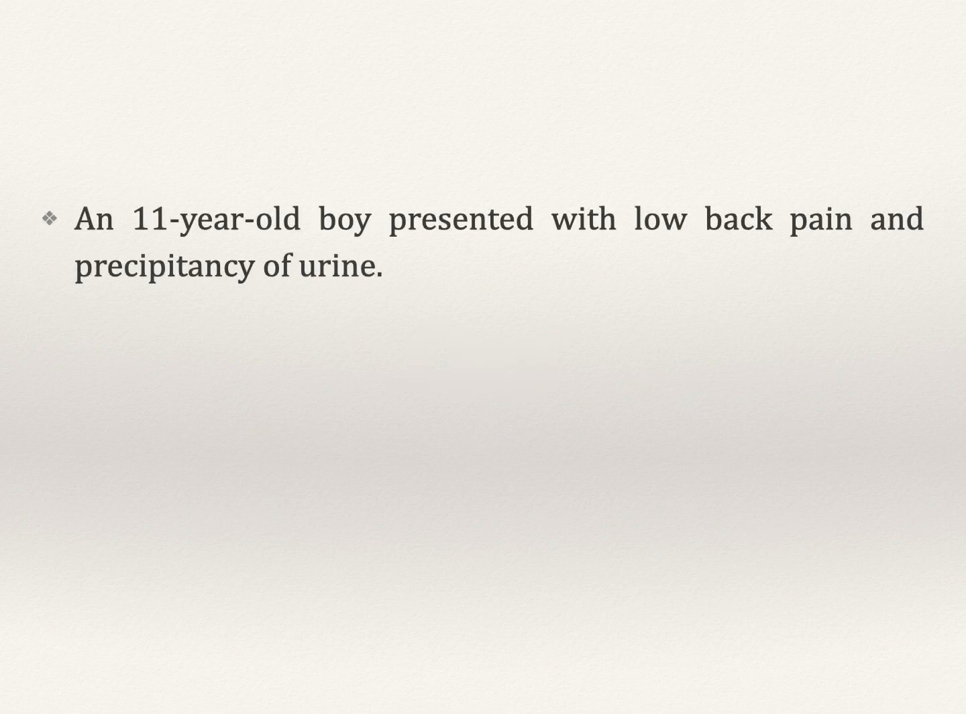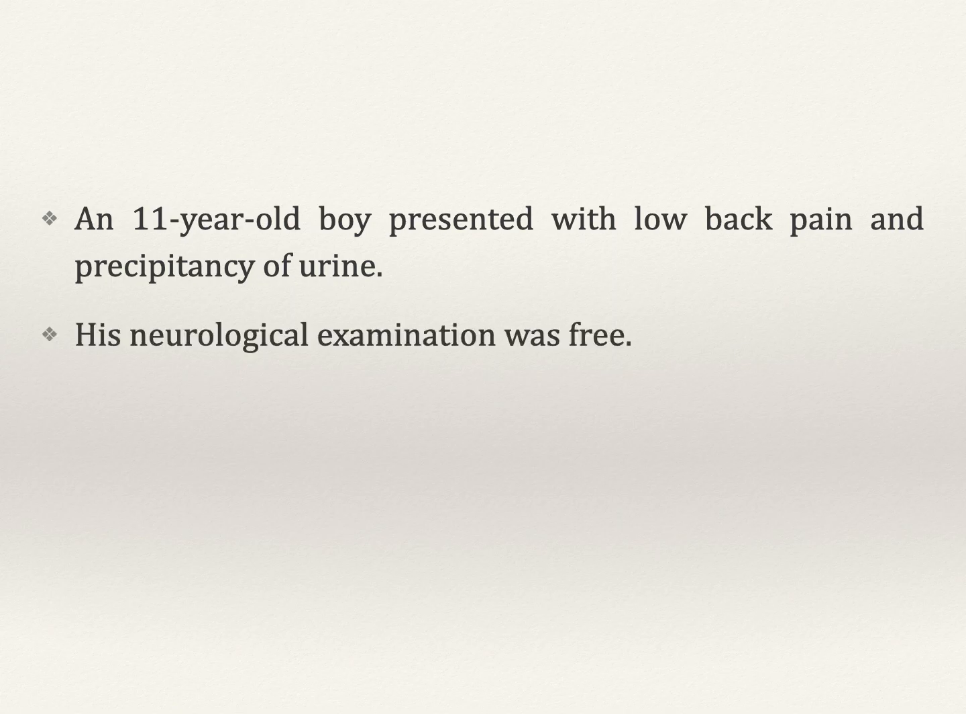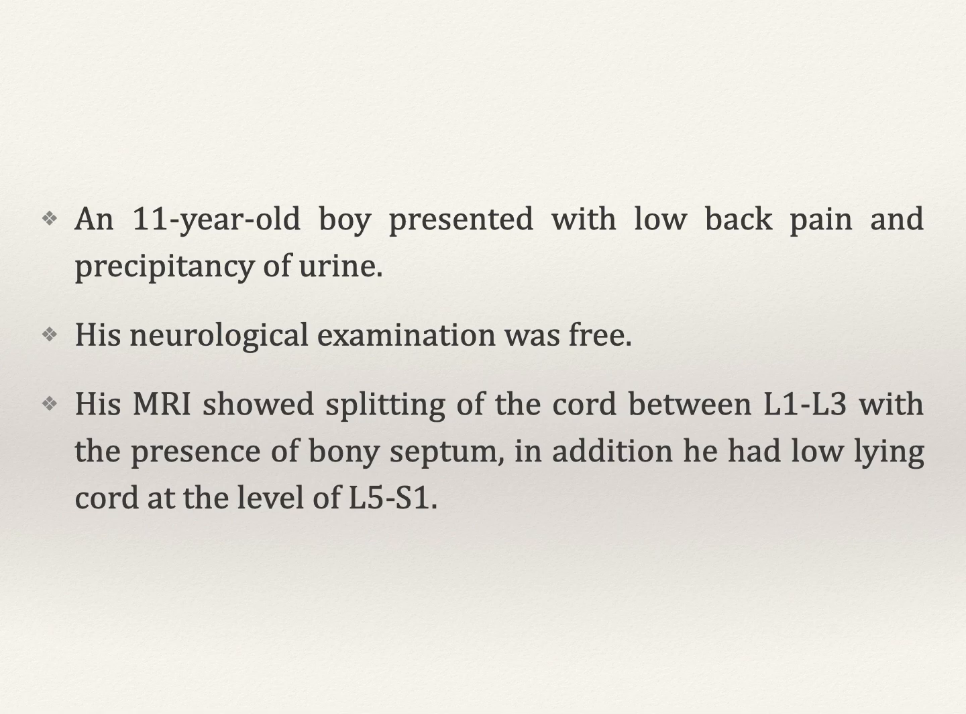This is one of our cases, a long time ago, an 11-year-old boy who presented with low back pain and urinary precipitancy. His neurological examination was more or less free, and his MRI showed a splitting of the cord between L1 to L3 with the presence of a bony septum. In addition, he had a low-lying cord that was almost at the level of L5-S1. These are the images of the patient.